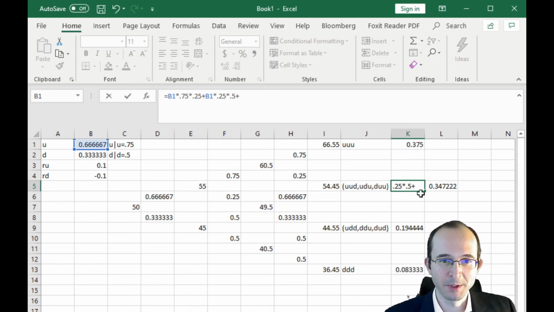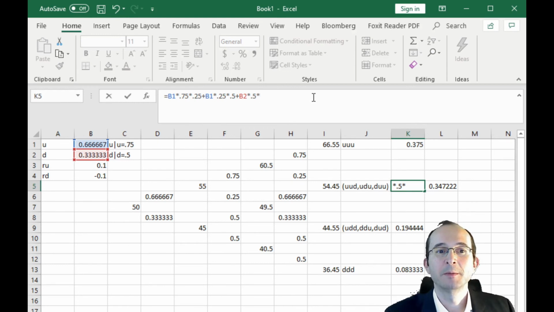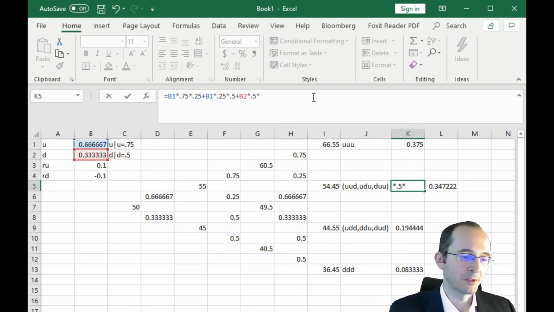And finally, what is the probability of following the DUU path? Well, the probability of going down in the first place is 33%. Having gone down in the first place, the probability of going up is only 50%. And after having gone up, the probability of going up yet again is 75%.